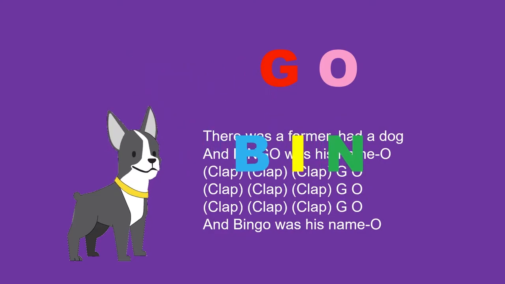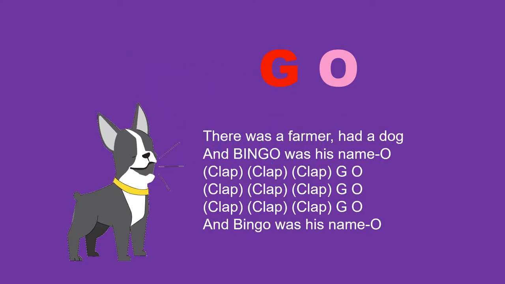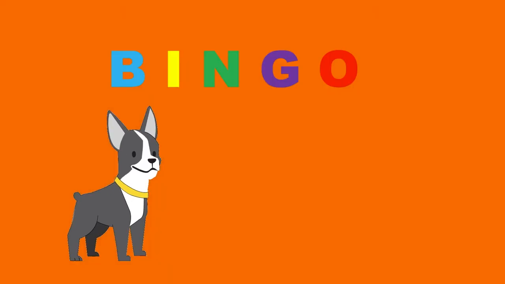There was a farmer, had a dog, and Bingo was his name-o. G-O, G-O, G-O, and Bingo was his name-o.